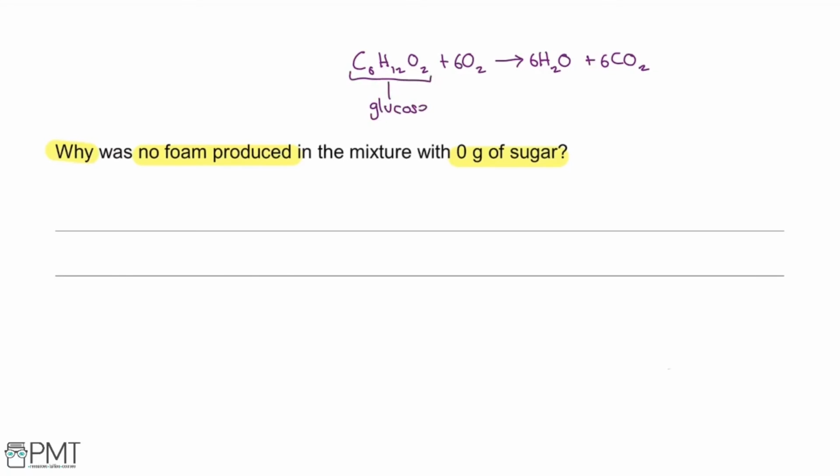So the first term, glucose, is provided by the sugar that they added to each of the measuring cylinders. So without any sugar, in the one with 0 grams of sugar, you're not getting any glucose for the reaction, so respiration cannot occur, and therefore that carbon dioxide that's producing the foam won't be made.